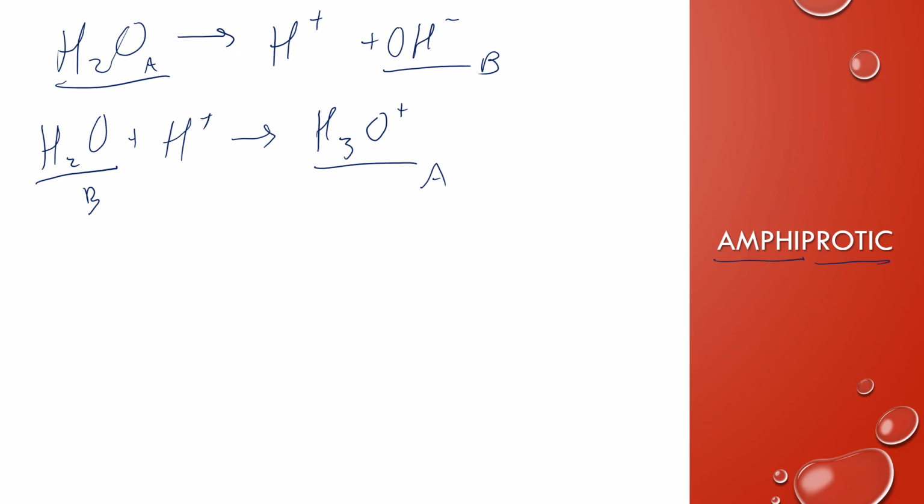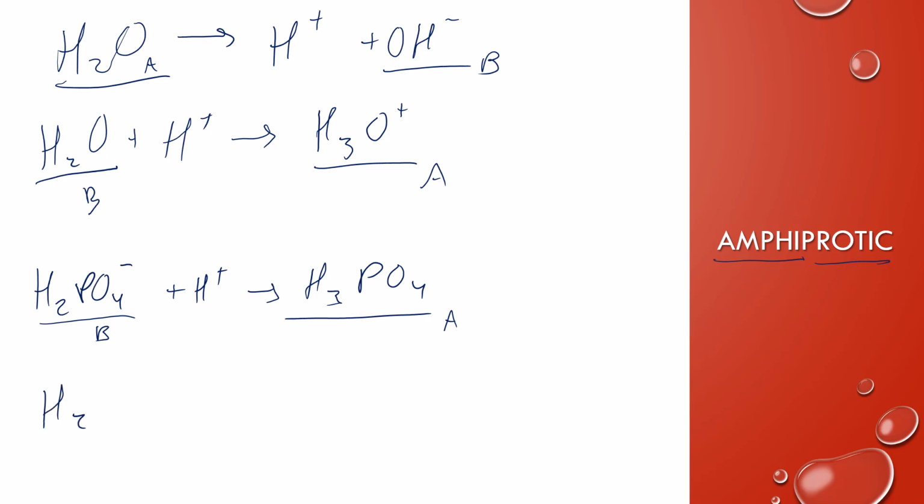There are other examples, and you should be able to recognize them. I'm going to bring back H2PO4- that we were talking about. This, we already mentioned, could act as a base. It can attract a hydrogen and bind it up to form H3PO4, and this would be your acid.